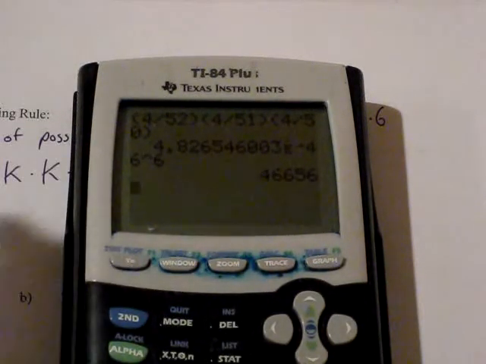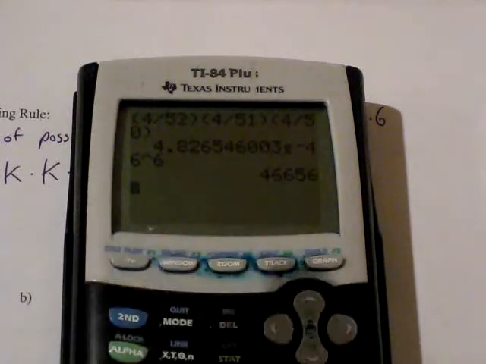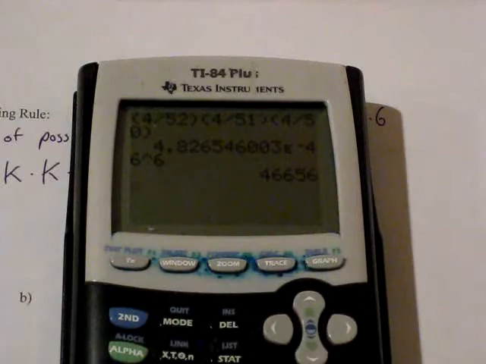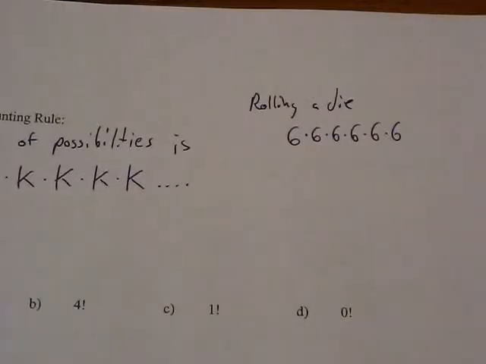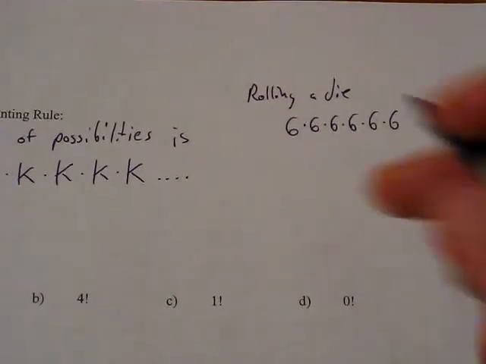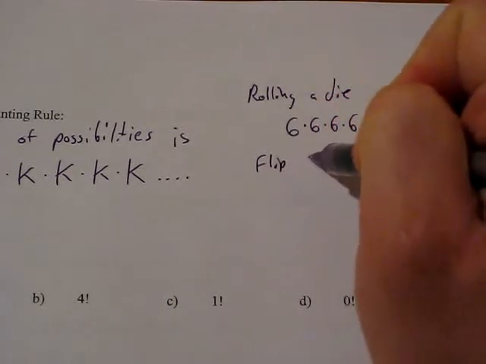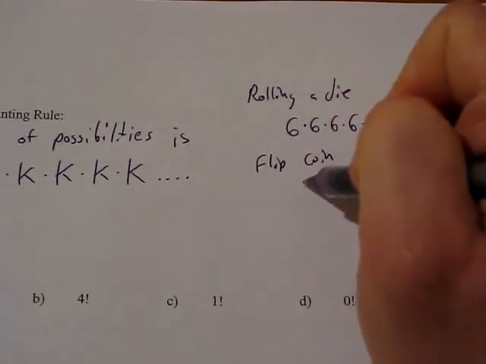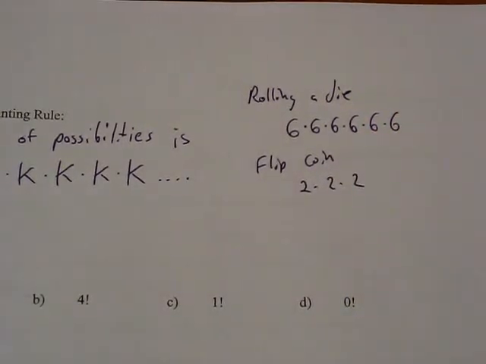And that would be 1, 1, 1, 1, 1, 1. And then 1, 1, 1, 1, 1, 2. And then 1, 1, 1, 1, 1, 3. And you've got 46,000 other ways to do this. Yikes. So that's rolling a die 6 times. How about flipping a coin 3 times? If you want to flip a coin 3 times, it would be 2 times 2 times 2, or 8 ways to flip a coin.